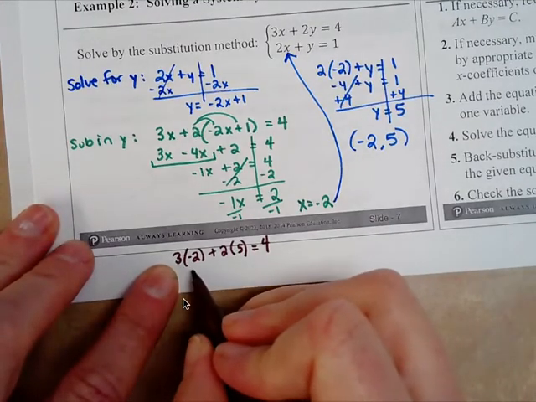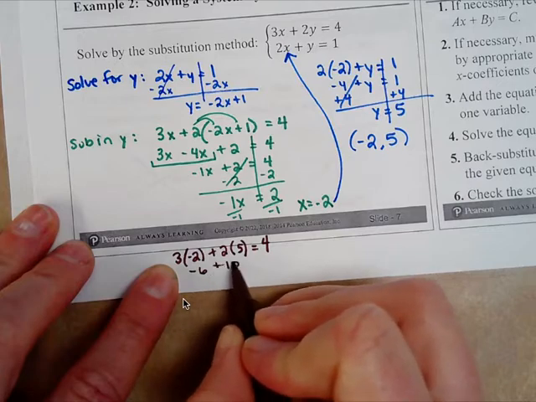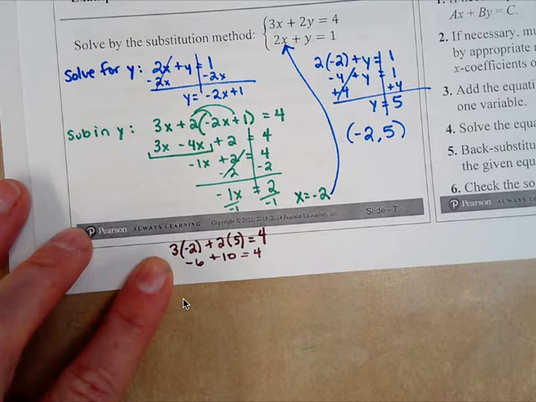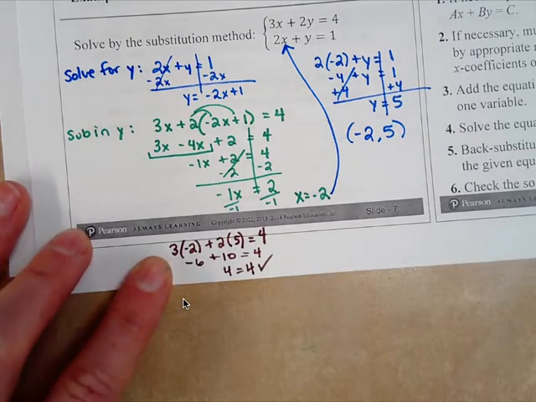3 times a negative 2 is negative 6. 2 times 5 is 10, so plus 10 equals 4. And that's true. 4 does equal 4. So far, so good.